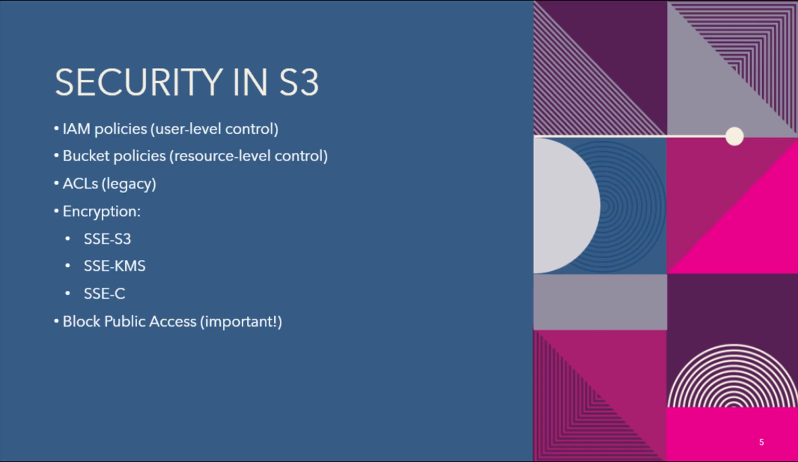Security in S3. Security is a critical aspect of S3. Access can be controlled using IAM policies at the user level and bucket policies at the resource level. There are also access control lists, although they are less commonly used today. S3 supports multiple types of encryption like SSE-S3, SSE-KMS, and SSE-C. Additionally, AWS provides a block public access feature to prevent accidental exposure of data.